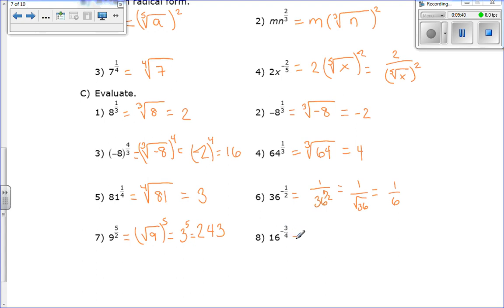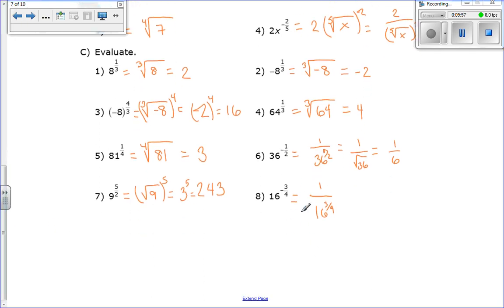And number 8, we have 16 raised to the negative 3/4 power. So I'll write it first without a negative exponent. So I rewrite it as 1 over 16 to the 3/4, which means I'm going to take the 4th root of 16 and raise it to the 3rd power. The 4th root of 16 is 2, cubed, which is 8. So the answer is 1/8.